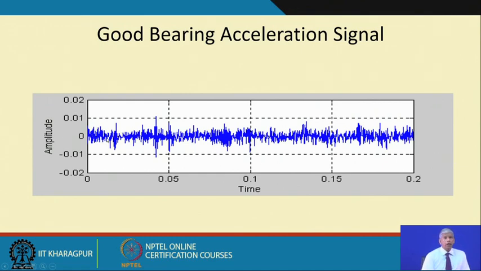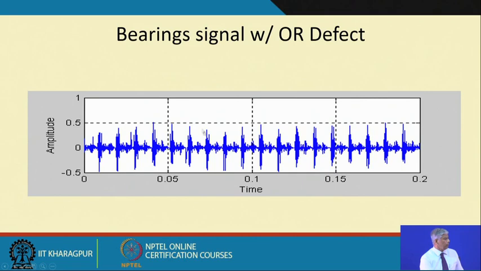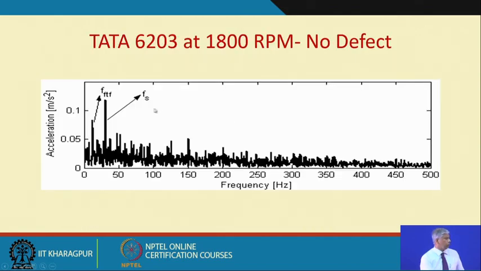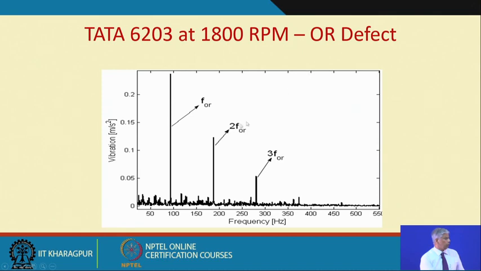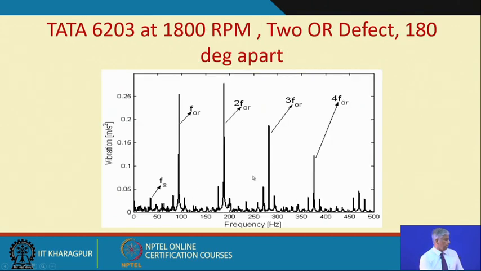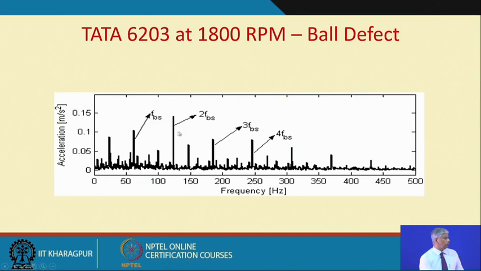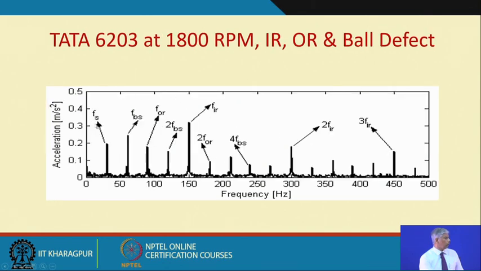Okay. So this is a good bearing vibration signal. Amplitudes are low, and it is a deterministic periodic signal. And then with the outer race defects, you can see the impacts increasing. And this is what we discussed with the case of no defect. With the case of outer race defect, when we demodulate the measured vibration signal, these characteristic frequencies and their amplitudes do show up in the spectrum. And then we had the outer race defects, 180 degrees apart and so on, with inner race defects and with ball defects, with all kinds of defects.